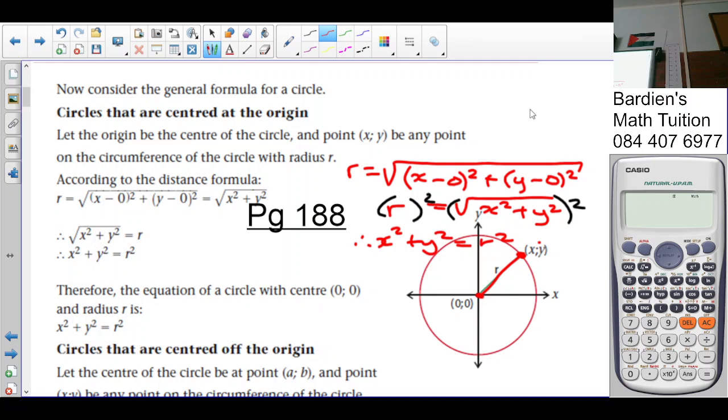Okay. So that I want you to put there in the box. Circles that are centered at the origin. Your formula is x squared plus y squared is equal to r squared. Okay.